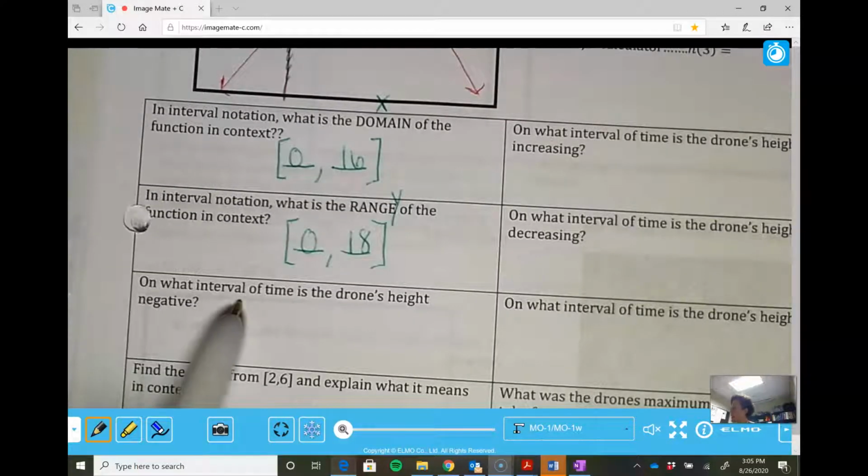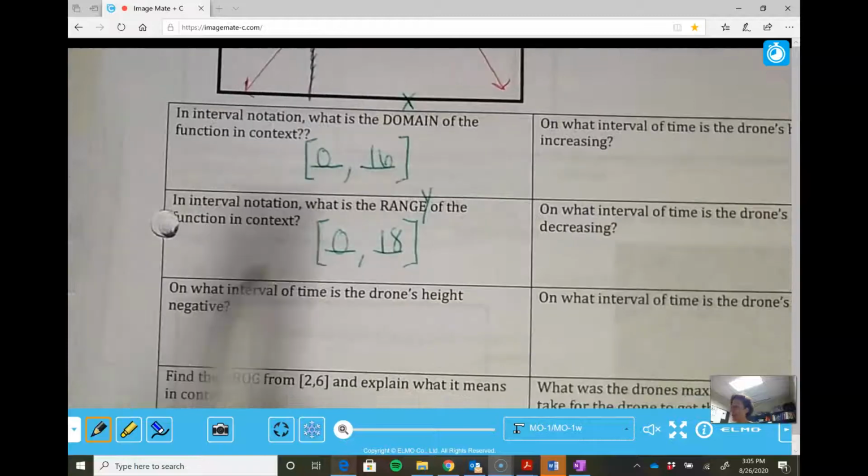All right, so on what interval of time is the drone's height negative?